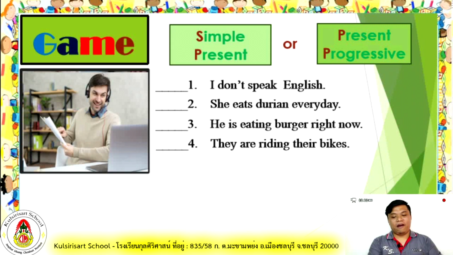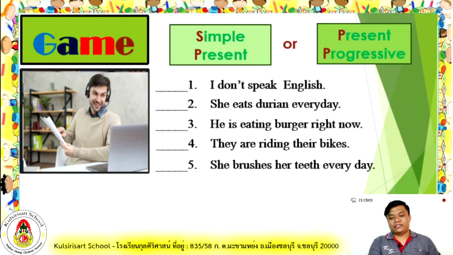Number 4. They are riding their bikes. And number 5. She brushes her teeth every day. Okay. Please remember that if you see time expressions like every day and right now, they will be a clue for you to follow, right? So, for example, number 1, I don't speak English. Our verb is in the simple present. So, the answer is SP.